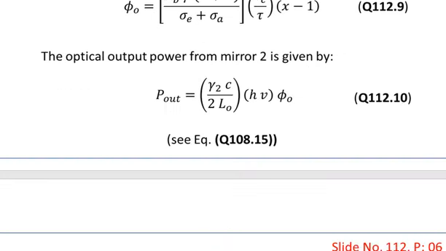The optical power from mirror 2, that is the power out from mirror 2, is given by P out equal to gamma 2 times C over 2 L naught multiplied by h nu multiplied by phi naught. Phi naught is the number of photons in the cavity, h nu is the energy of each of such photons, and this is the fraction that we have discussed in one of the previous slides, for example in slide number 108.15. And gamma 2 is the logarithmic loss through mirror 2.